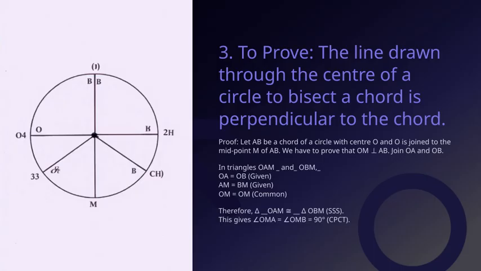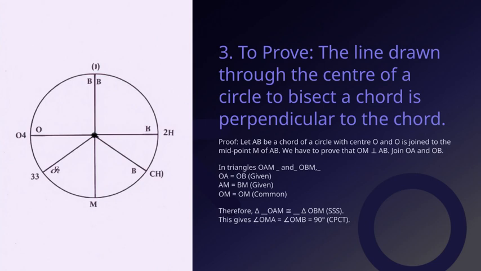Our goal is to show that the line OM, which connects the center to this midpoint, is perpendicular to the chord AB. To do this, we draw two additional lines, OA and OB, which are the radii connecting the center to the endpoints of the chord. Now, look at the two triangles formed, triangle OAM and triangle OBM. In these triangles, we observe several key facts.